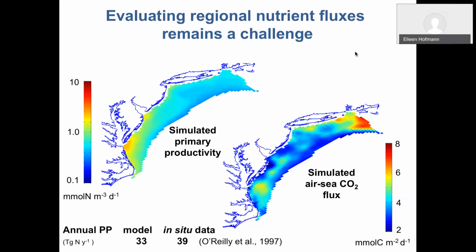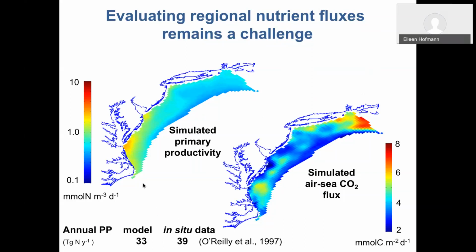Well, the data that we have available are things like this, like an annual primary production estimate for the Mid-Atlantic Bight. And if we use that number, which is based on a lot of in situ measurements, and then compare that number to the model, it tells us that the model is underestimating primary production. All right, well, if it's underestimating primary production, then that has implications for what the carbon and nitrogen fluxes are.